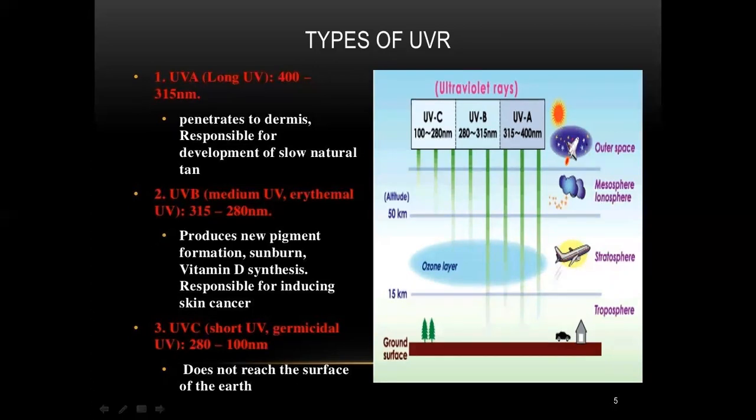UVB is a medium ultraviolet, erythemal ultraviolet radiation. It ranges from 315 to 280 nanometers. It produces new pigment formation, sunburn, vitamin D synthesis, and is responsible for inducing skin cancer. Next up is the UVC. It is a short ultraviolet, germicidal ultraviolet. It is 280 to 100 nanometers. It does not reach the surface of the earth.